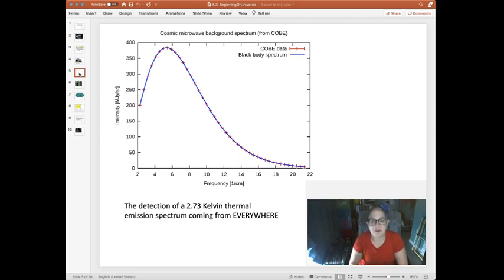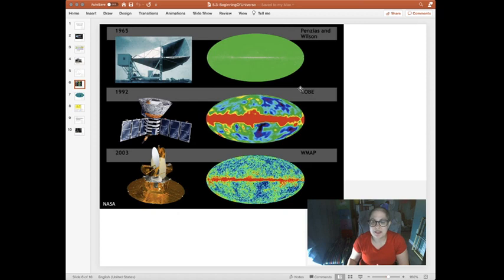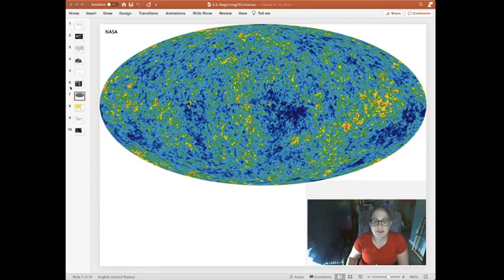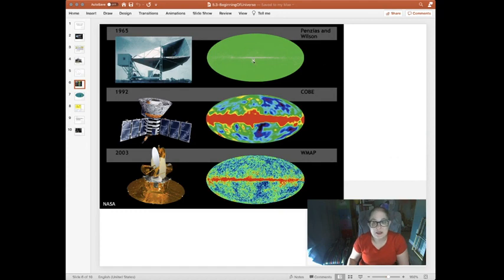So this was further evidence that we were indeed looking at this thermal emission spectrum that had been predicted to exist. I said it's coming from everywhere in the sky. It's almost uniform. It's not quite uniform. So this is showing the background plus the Milky Way galaxy before they've subtracted it. I couldn't find one that had the Milky Way subtracted. Going back to the Penzias and Wilson detection in 1965, the green shows intensity. So again, if you ignore the galaxy, it's like the same in every direction.